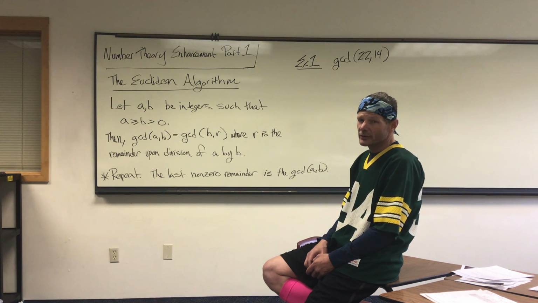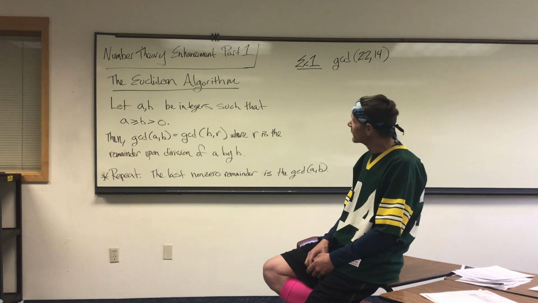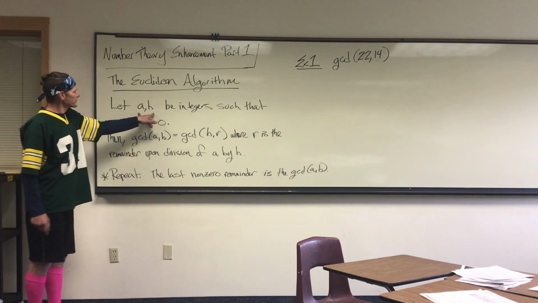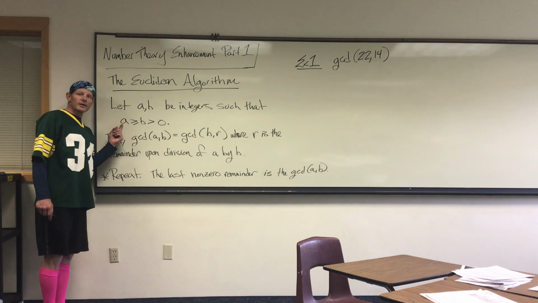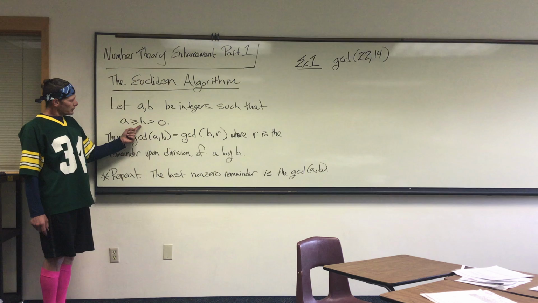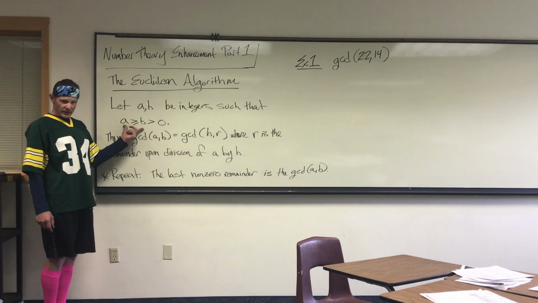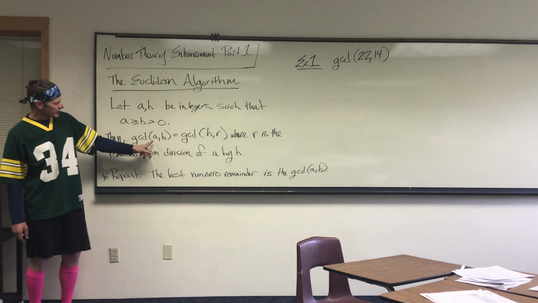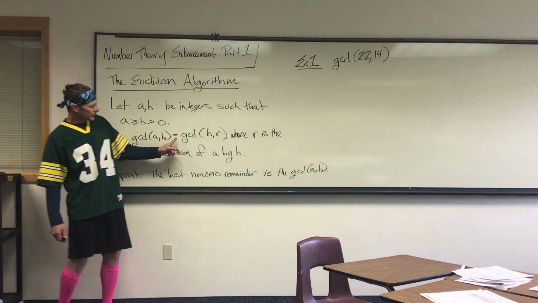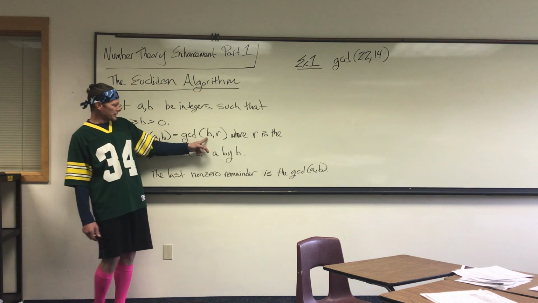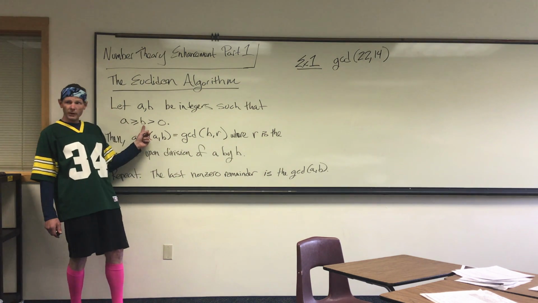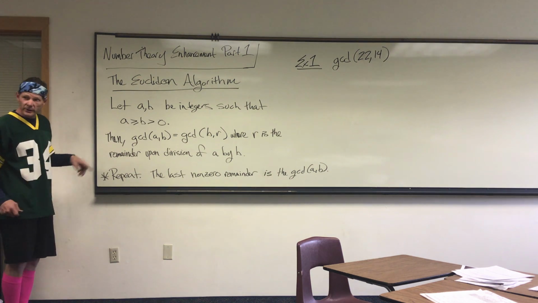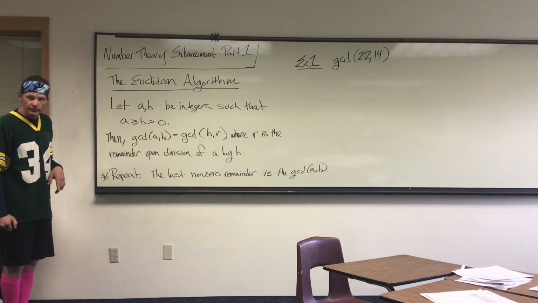Probably if you're like me, the first time you saw it, you're like, what is all this crap? Well, first off, it says we have A and B. A and B are integers, and A is greater than or equal to B, and B is greater than 0, so they are 2 positive integers. And then it says the greatest common divisor of A and B is equal to the greatest common divisor of B and R, and B is the smaller number, where R is the remainder upon division of A by B.